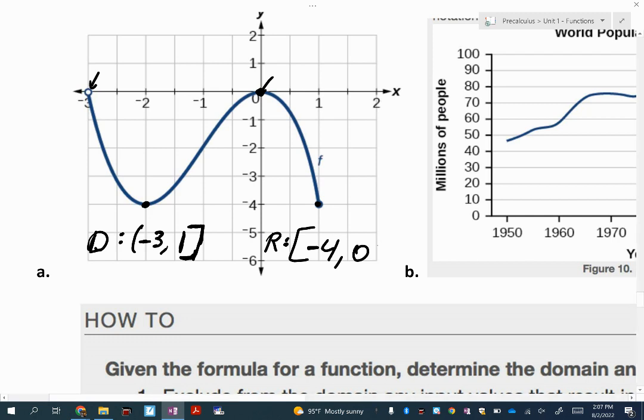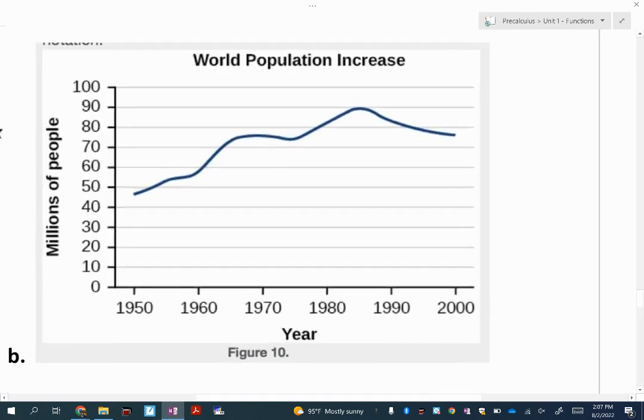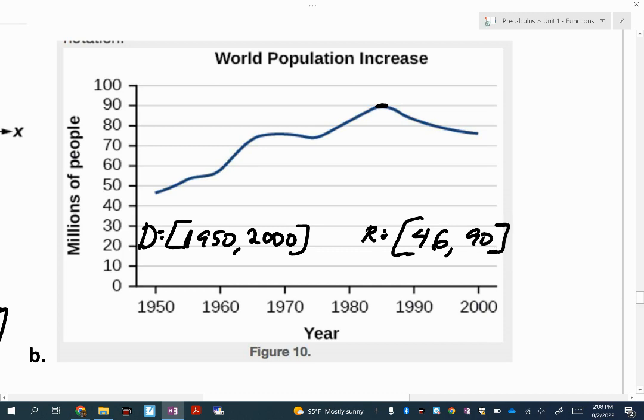So actually, this y value of 0 is going to be included as our highest value of the range. Okay? A different example with world population increase. Our domain is going to be from 1950 until the year 2000. And then our range, our lowest value looks like it's, I think I said roughly 46 million people, all the way up to the highest value of 90 million up there. Again, if you wrote 45, 46, 47, something around there, I would accept that. But both of those need to be included, so brackets.